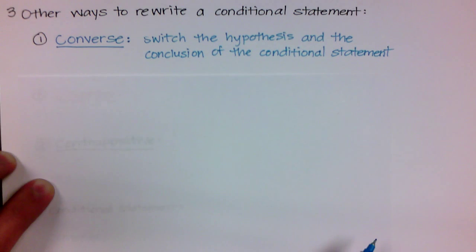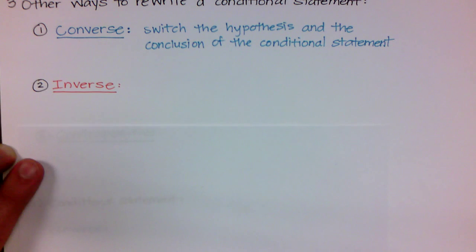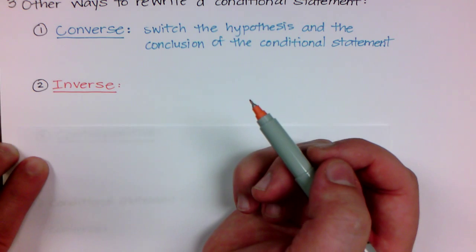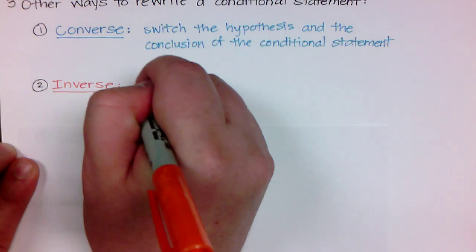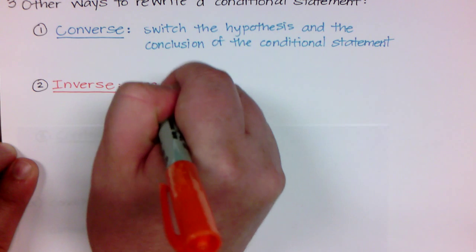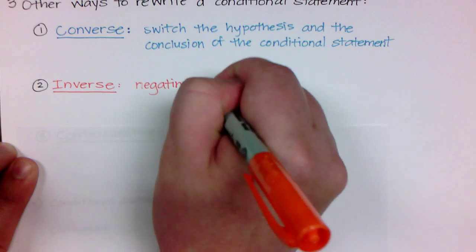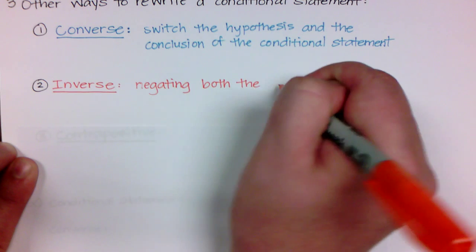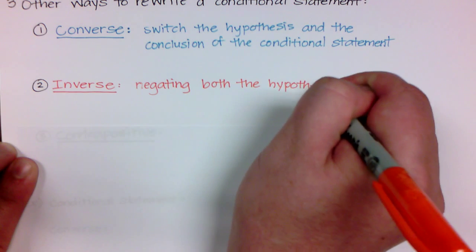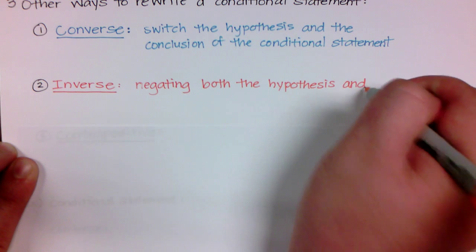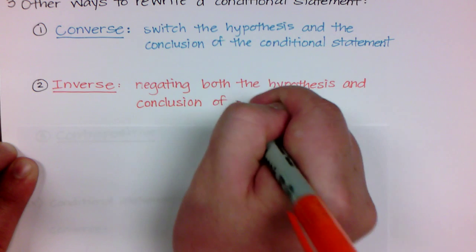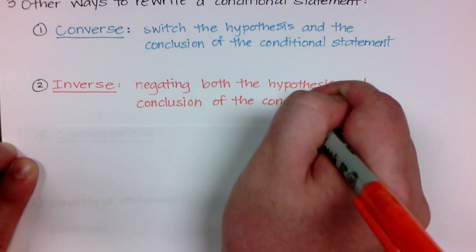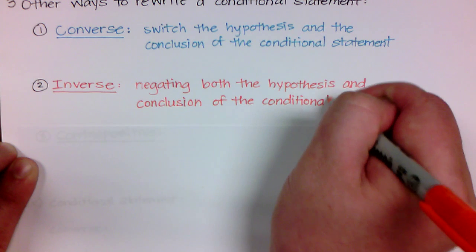Okay. The second way that we're going to talk about is the inverse. And the inverse is taking the original conditional statement and negating both the hypothesis and the conclusion. So the inverse is negating both the hypothesis and conclusion of the conditional statement. And we'll do an example in just a moment.